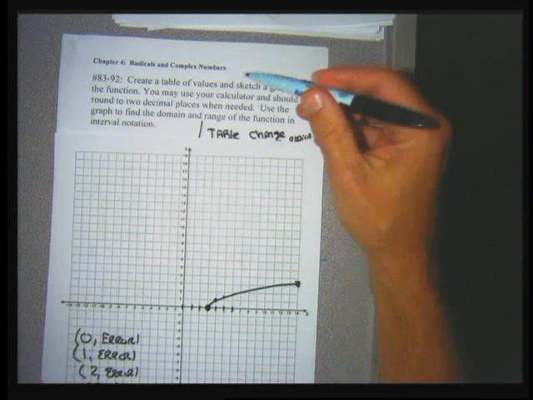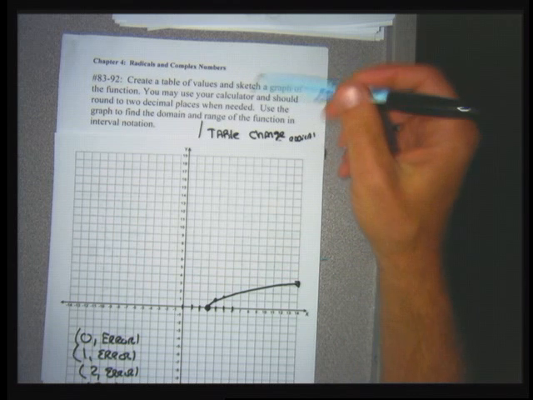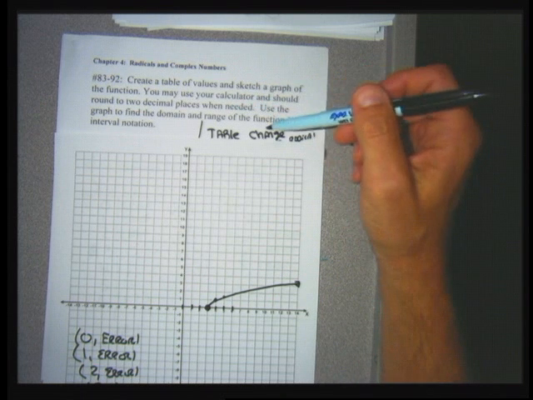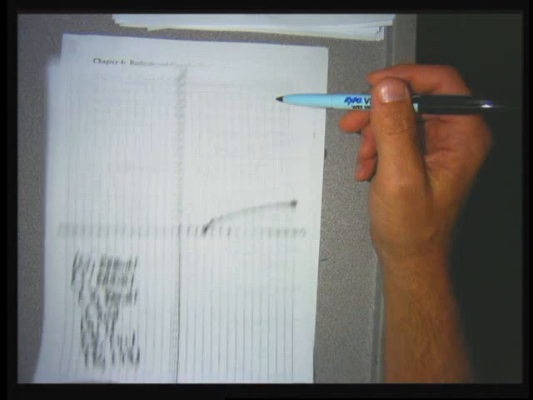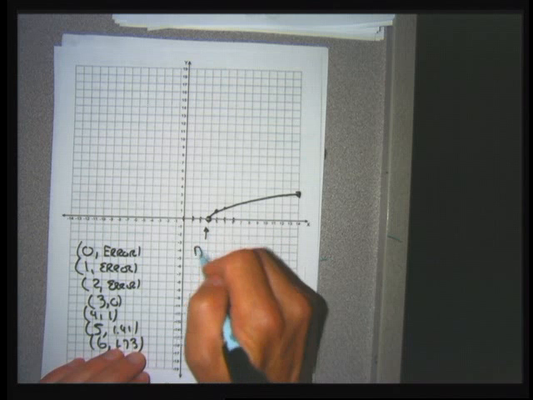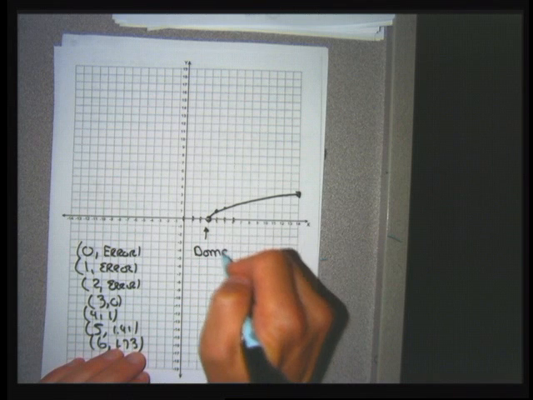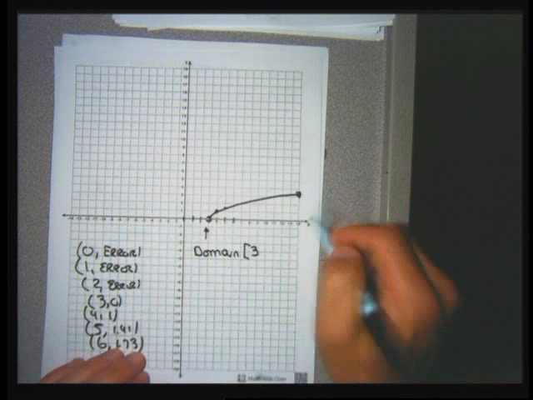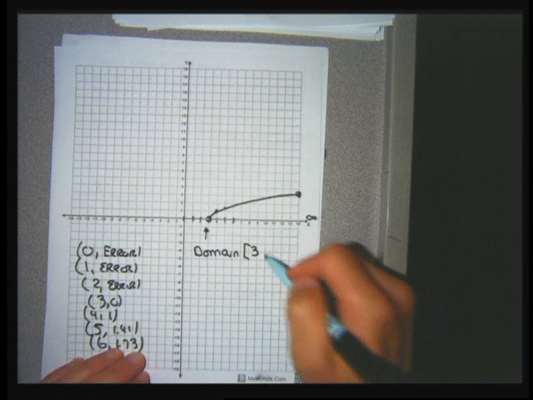So I'm done with most everything. I created a table of values. I sketched a graph. I'm going to use my calculator, round to 2 decimal places. Now I need to find the domain and the range in interval notation. It's going to be real easy for the domain. For the domain, the graph starts on the x-axis at 3, and it goes off to the right edge of the x-axis, which is at infinity.